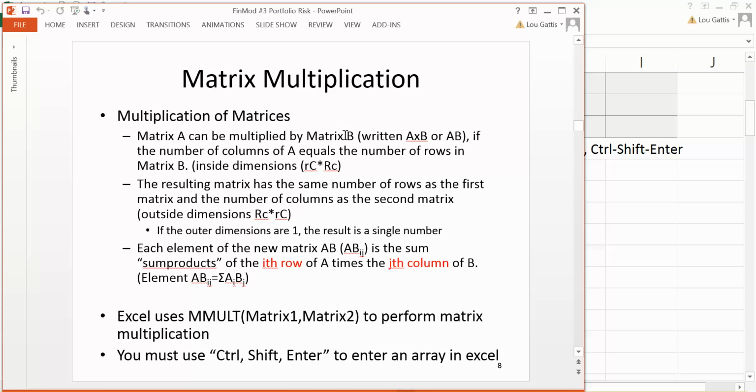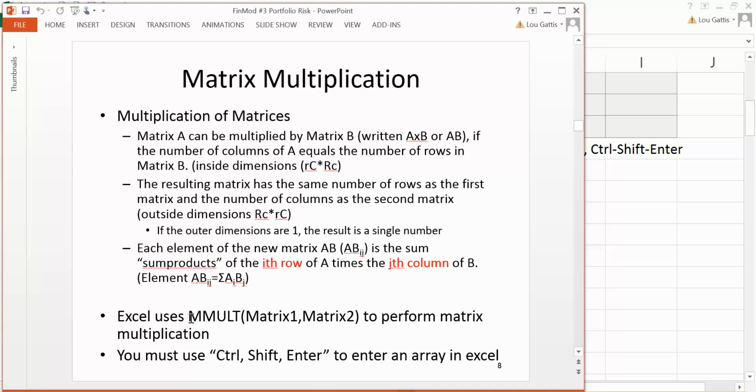So they have to have some dimensions the same in order to do a matrix multiplication. Each element of a new matrix, say AB, when you multiply A times B, is going to be a sum product of the ith row of A times the jth column of B. So again, item AB_ij is a sum product of the ith row of A times the jth column of B.